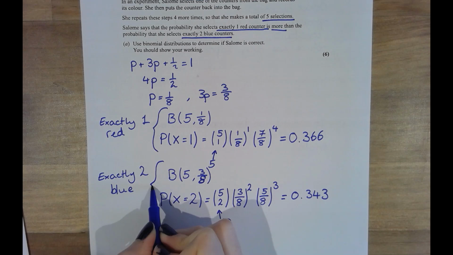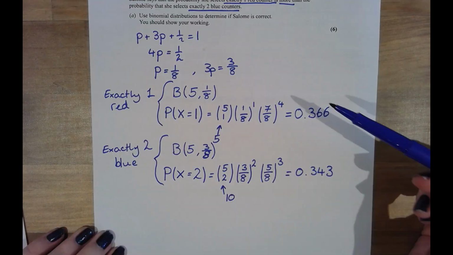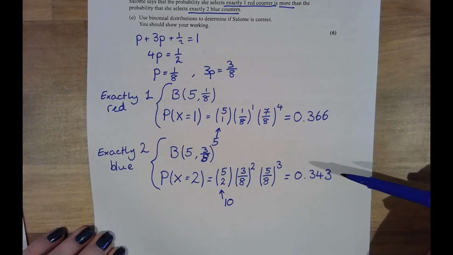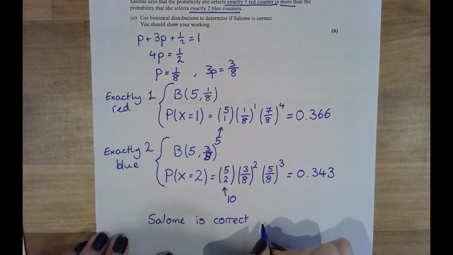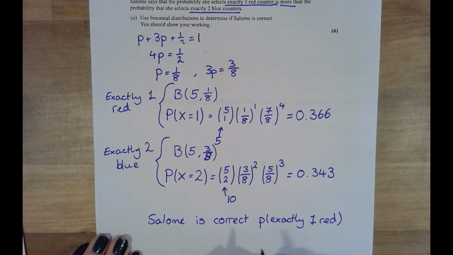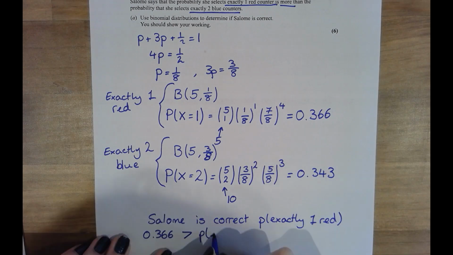As this is the case, we now have our probability of choosing exactly one red being 0.366, probability of exactly 2 blue being 0.343. Therefore, Salome is correct, and the reason being the probability of exactly one red, 0.366, is greater than the probability of exactly 2 blues.